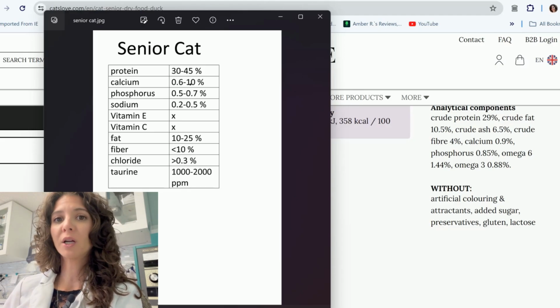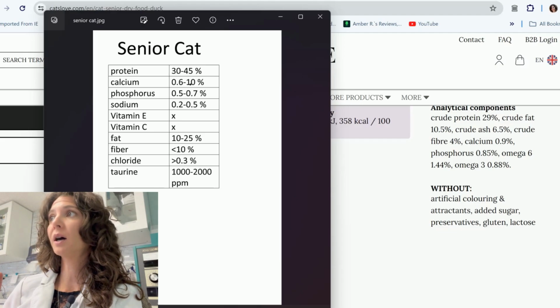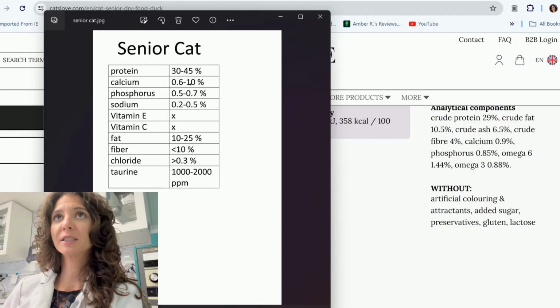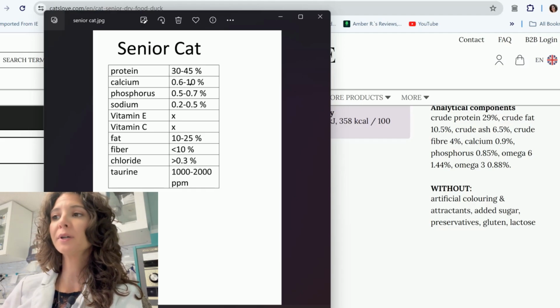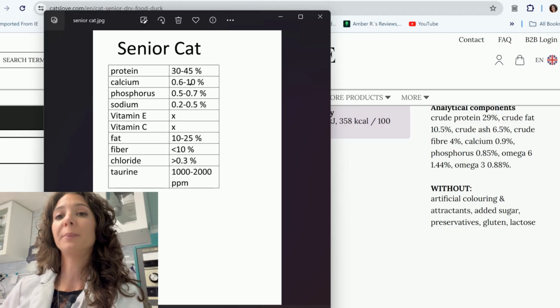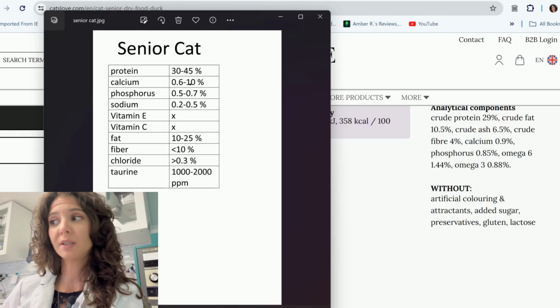Now, these numbers come from Small Animal Clinical Nutrition, a textbook that has all the references and all the research papers that validate these numbers. That's available for you if you want to check it out in the description box below. So go ahead and click on that link if you would like to dive into this a little bit deeper, or if you would like to see the references for these numbers.